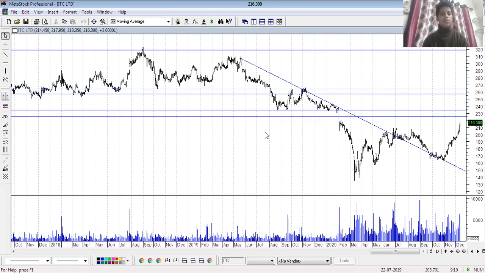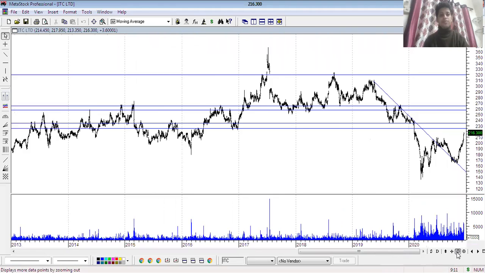Today I am going to analyze two stocks for the short term, and these two stocks are ITC and Bandhan Bank. Let's start. This is the first chart, of ITC. You will see this is the ITC chart.